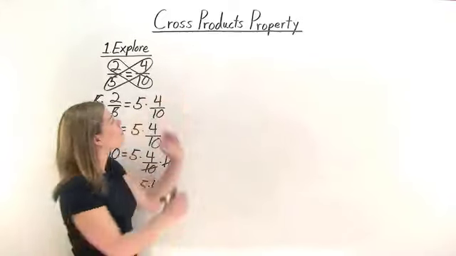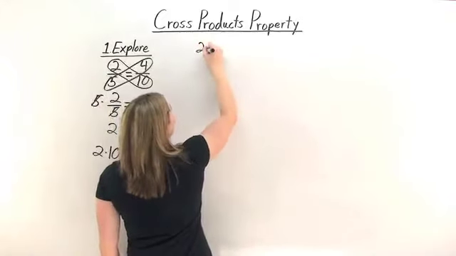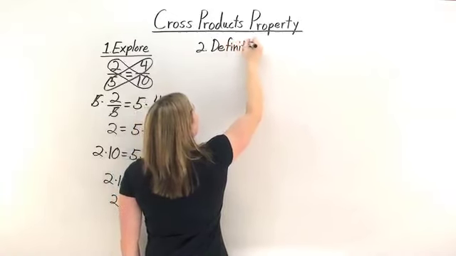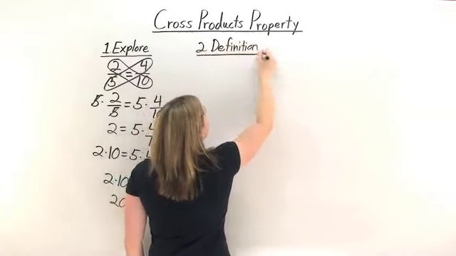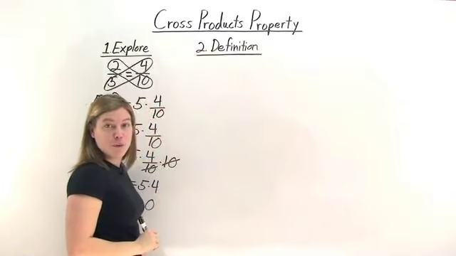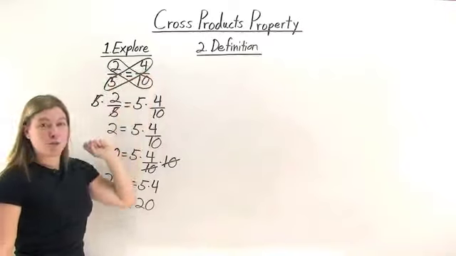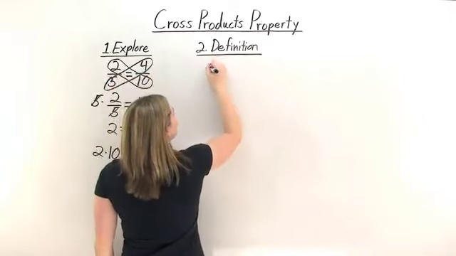That is what the cross products property is all about. So let's go ahead and take a look at it. The cross products property states that for a proportion, the cross products are equal. That's exactly what we're showing here. These are the cross products. Now let's take a look at that in general.